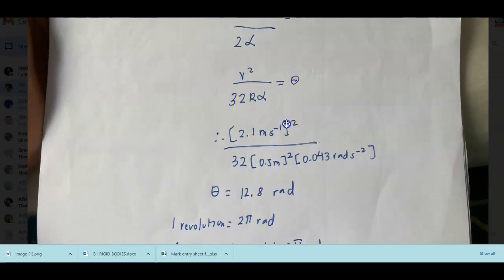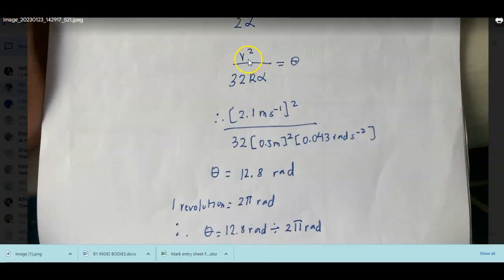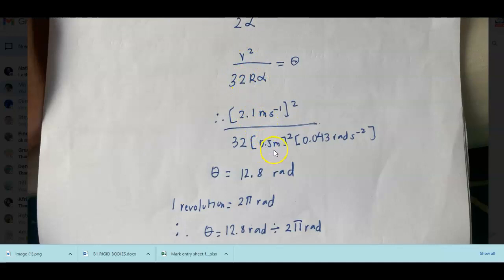Now, substituting the given values, V is given, which is 2.1. We have R also, which is given, 0.5. This, by the way, is squared, sorry. And alpha, or angular acceleration, is this. Now, simplifying everything, this gives us a theta of 12.8 radians.